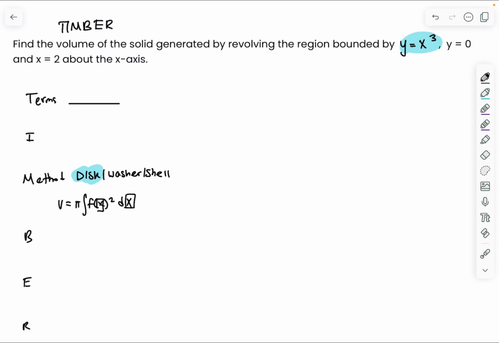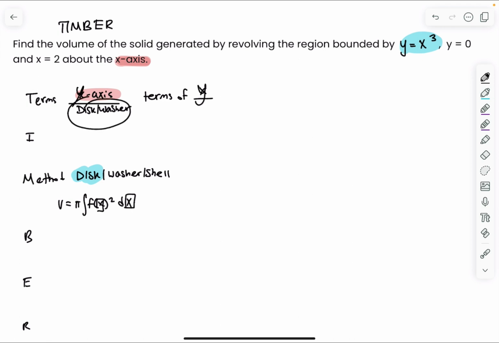So the terms depend on two things. The axis of rotation, which is the x-axis. That's the x-axis. And it also depends on the method that you're using. So I'm using disc. Disc and washer are the same thing. If you're using disc, that means my terms are going to be the same letter as the x-axis, so that's going to be everything in terms of x. If it was the y-axis and we're using disc or washer, it's going to be everything in terms of y. If it was the y-axis and we were using shell, it would be the opposite, it would be x. So it's just disc and washer means same, shell means opposite.